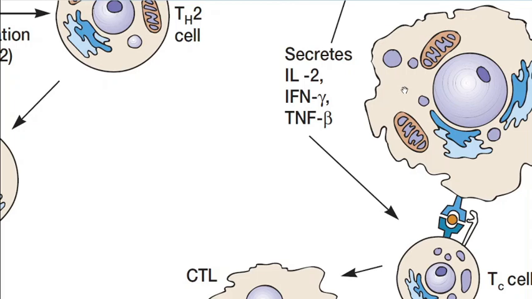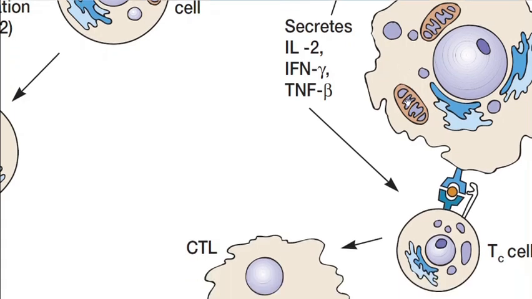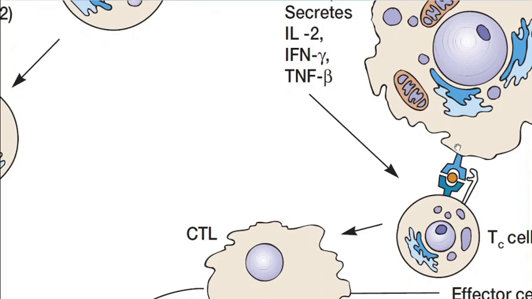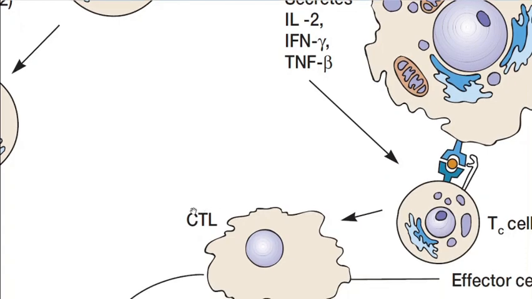The TC cell is activated by three signals. The first is the combination between MHC class 1 and the T cell receptor. The second is the combination between B7 and CD28, and the third is interleukin 2 secreted by the Th1 cell. So the Th1 cell is involved in the activation of the TC cell. Once this TC cell is activated, it is converted into the cytotoxic T lymphocyte, that is CTL.